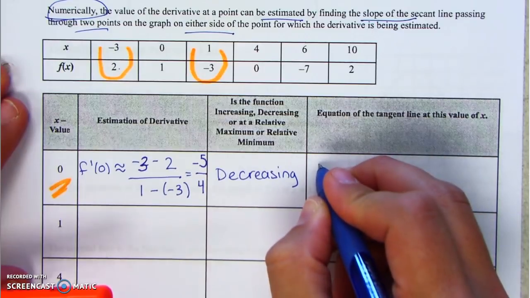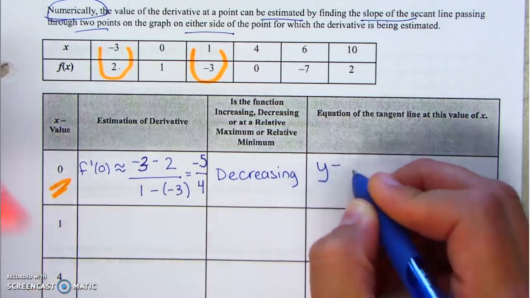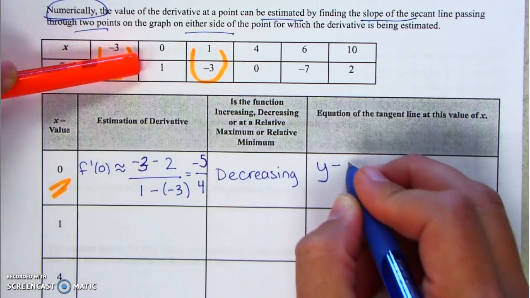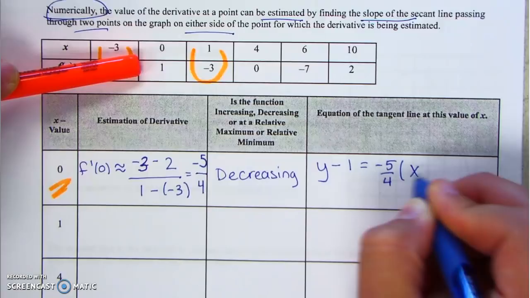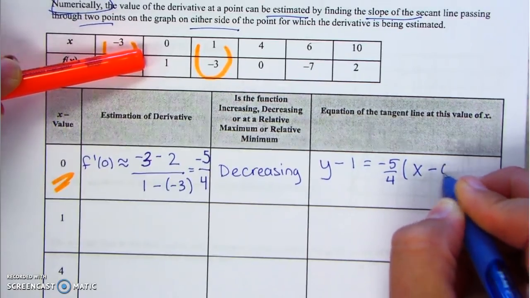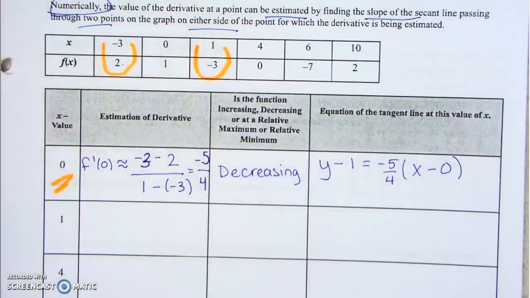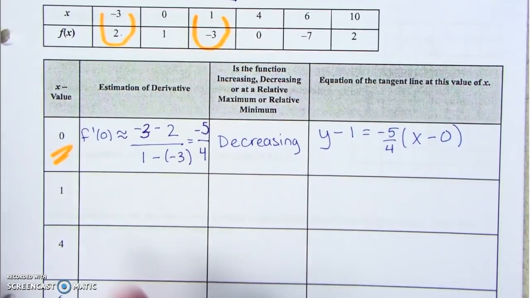Equation of the tangent line. Well, y minus the y value at 0, though, you guys. What's the y value at 0? 1 equals the slope times the x value, x minus the x value. That's it. All right. So now let's look at 1.